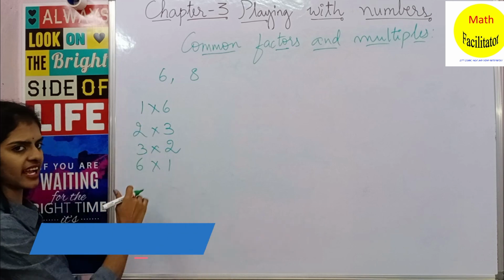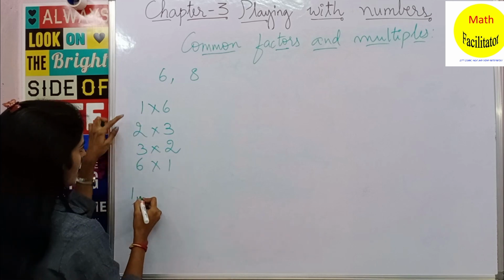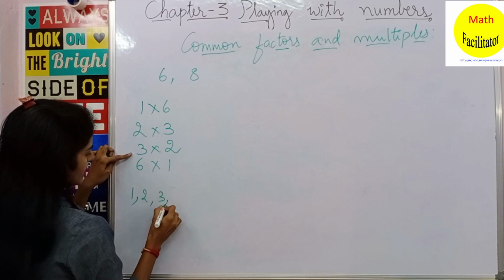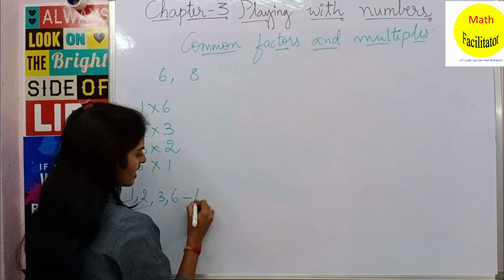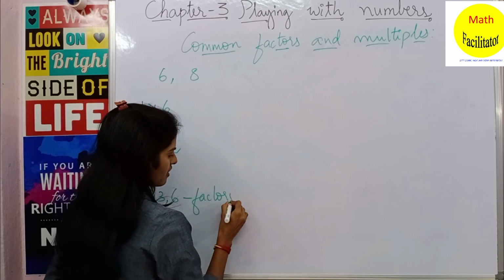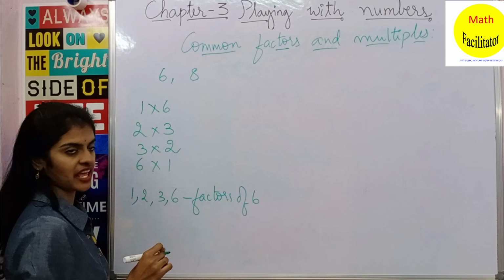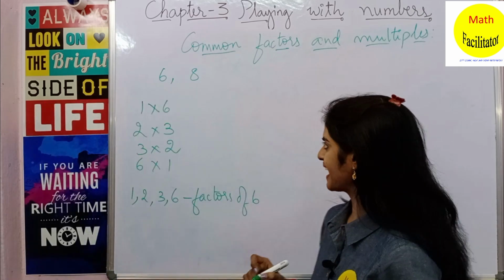Okay, so these are the factors. Let me list it down: 1, 2, 3 and 6. Now all the numbers are repeating. So these are factors of 6. Now let us write the factors of 8.